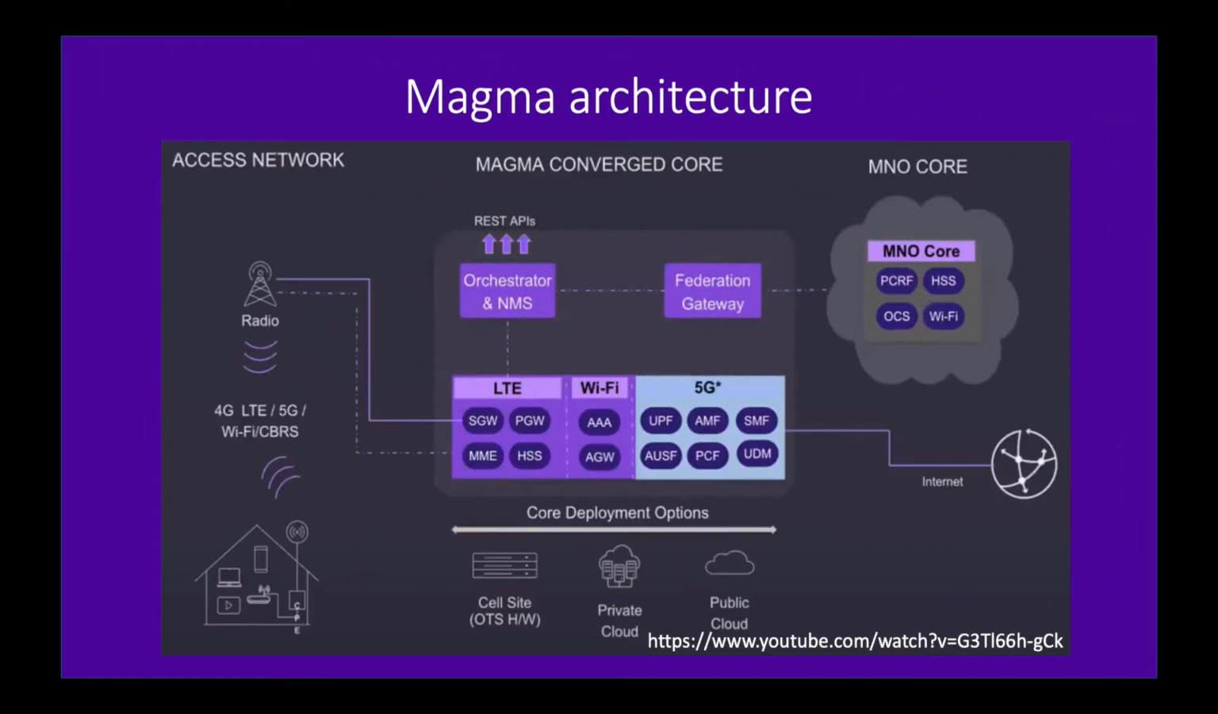What is Magma's place in cellular networks? To answer this question, I have to show the architecture of cellular networks. They are composed of the access network and the core network. Magma is in the converged core network, and you can find LTE, Wi-Fi, and 5G entities. Also, you are able to deploy on cell site, on private cloud, or finally on public clouds.